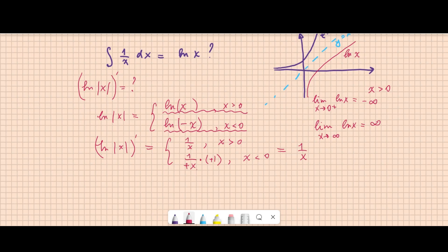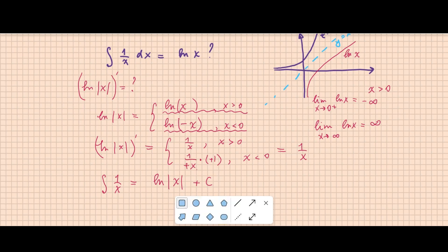So if the derivative of ln of the absolute value of x is equal to 1 over x, it means that the integral of 1 over x is going to be equal to ln of the absolute value of x, right? Plus a constant, because we are looking for the indefinite integral. And of course, I forgot to write down dx over here.